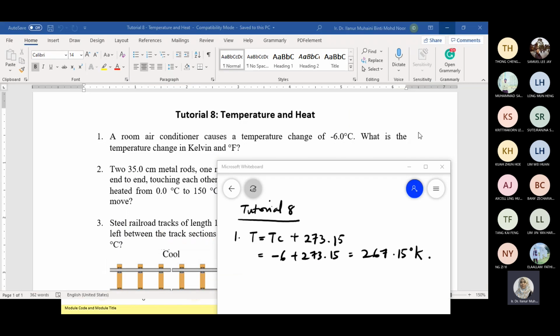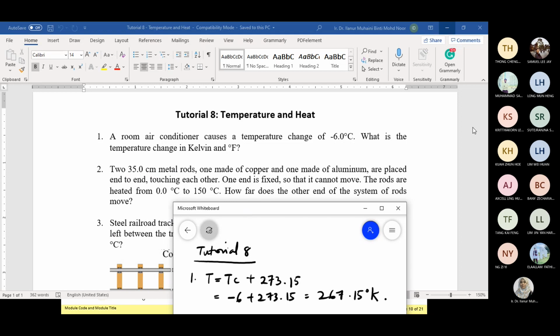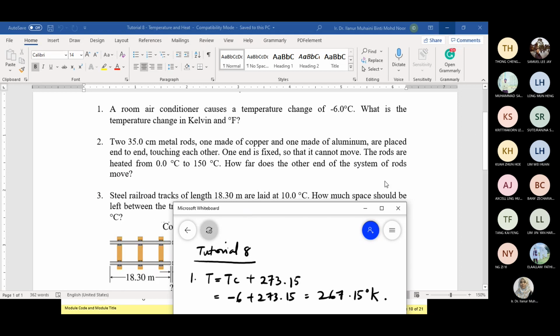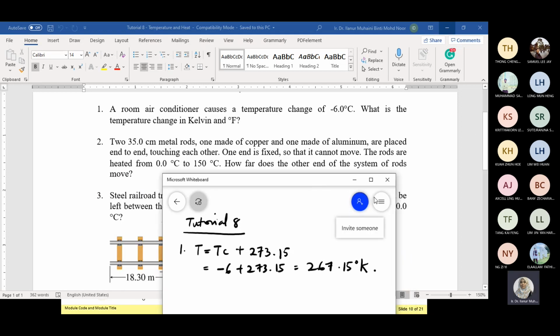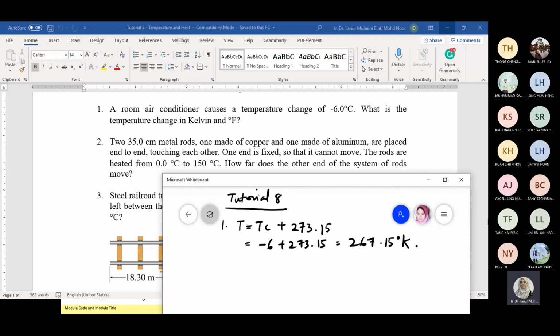Okay, so next we move to question 2. Miss, what about Fahrenheit? Oh, got one more. Okay, wait. Plus 32. This one is A. Okay, there is B.